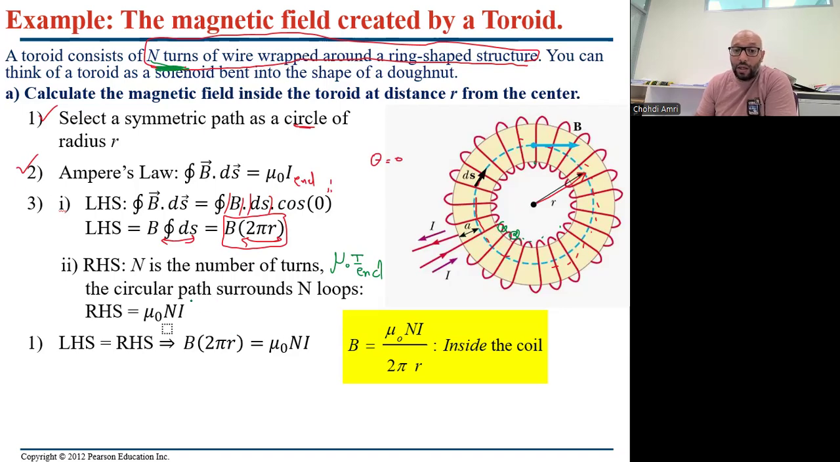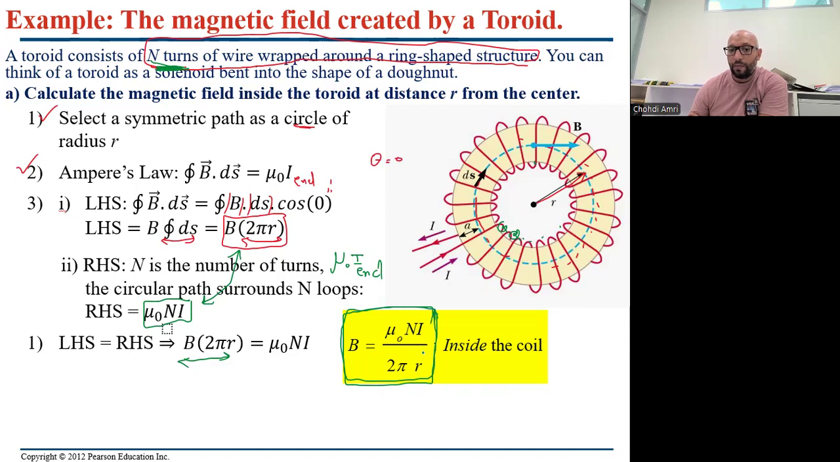N currents, because we have n turns. So what will be the right-hand side? It's going to be mu naught multiplied by the number of turns multiplied by the current carried by the toroid. Then left-hand side equals right-hand side. So B 2 pi r equals mu naught N I. And then we can say that the magnetic field for the toroid is mu naught N I over 2 pi r. And that's all.